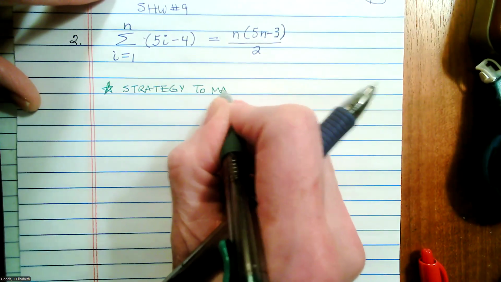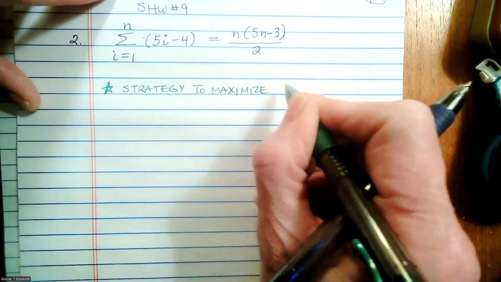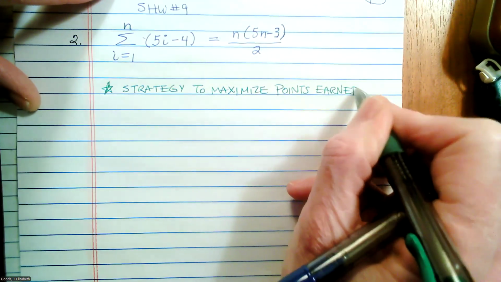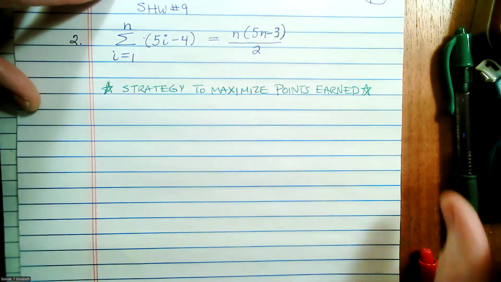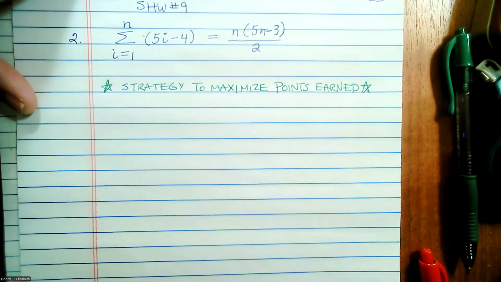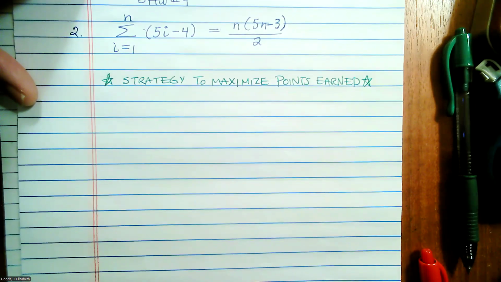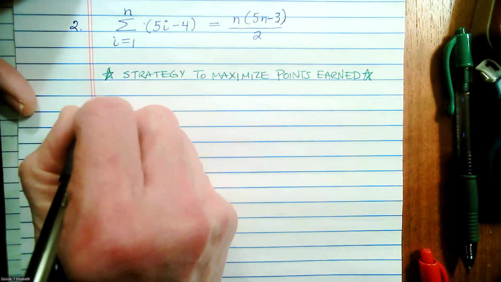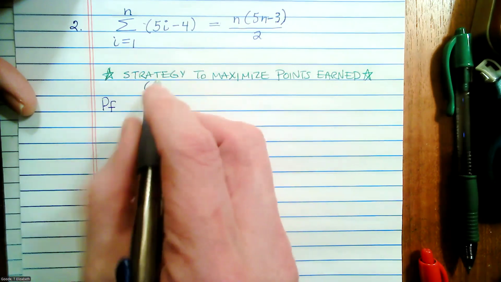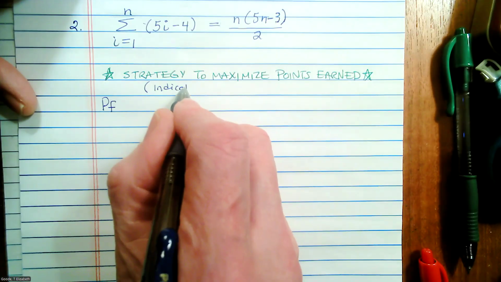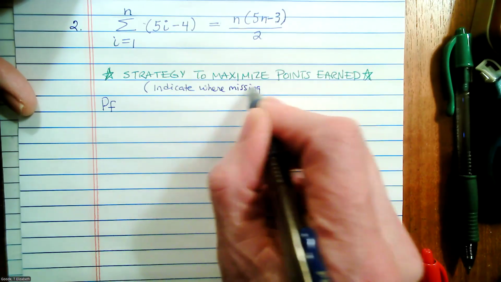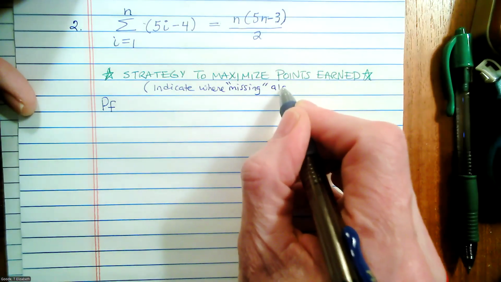Because I don't know how strong your algebra skills are, I want you to get most of the points by just showing you understand sort of what has to be done in order to prove the statement, even if you can't actually do every little detail. Okay. You can indicate where missing algebra should be.